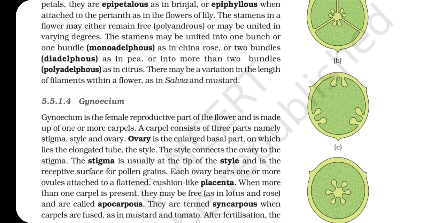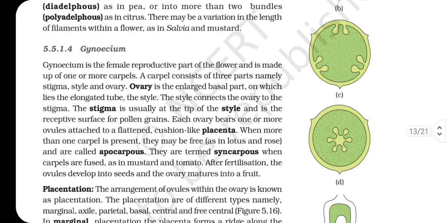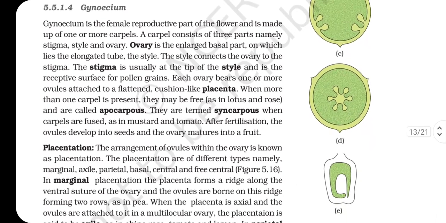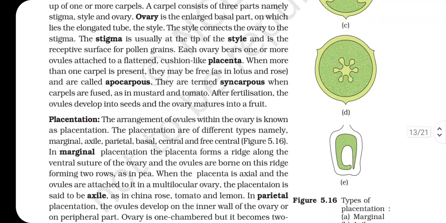Each ovary bears one or more ovules attached to a flattened cushion-like placenta. When more than one carpel is present, they may be free, as in lotus and rose, and are called apocarpous. When carpels are fused, as in mustard and tomato, they are termed syncarpous. After fertilization, the ovules develop into seeds and the ovary matures into a fruit.